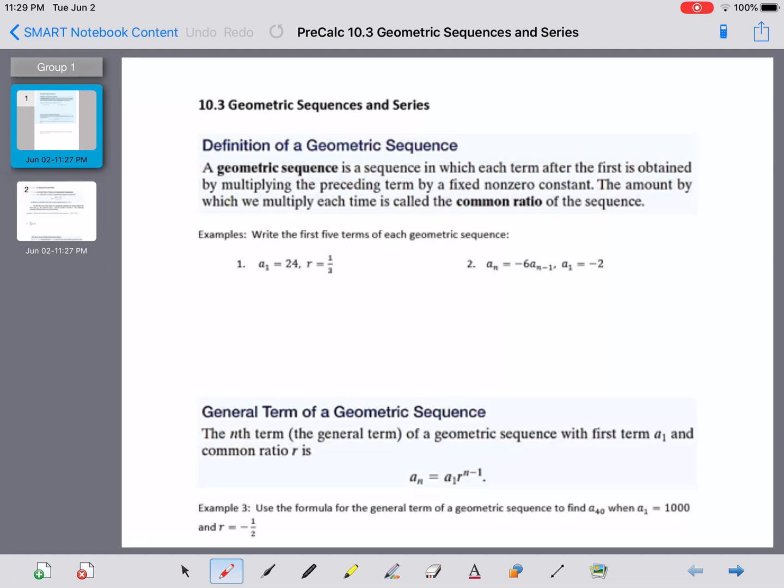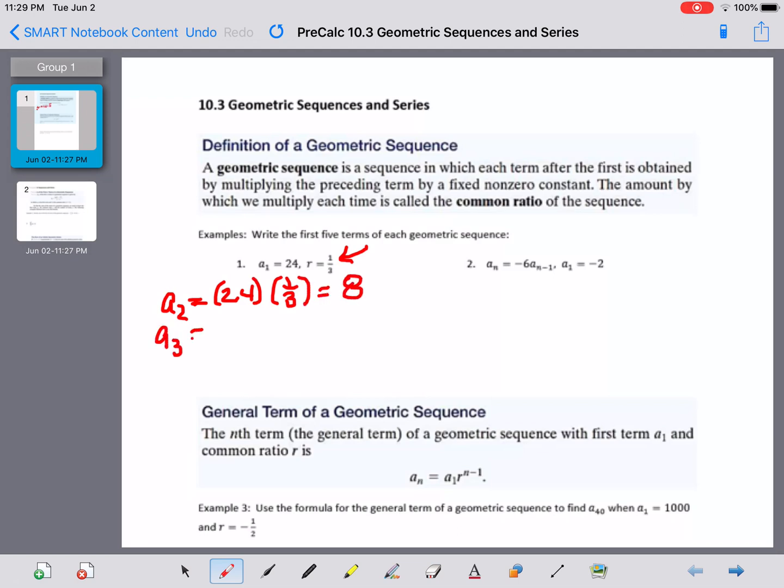So we're going to start out just like we did last time with our arithmetic sequence, but this is with our geometric sequence, and we're just going to write the first so many terms of each sequence. So for number 1, I have my first term, A1 equals 24, and we're going to use the common ratio of 1/3. To find A sub 2, I'm just going to take A sub 1, the last term in the sequence, times the common ratio of 1/3, and I get 8.